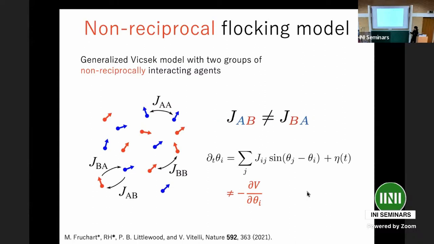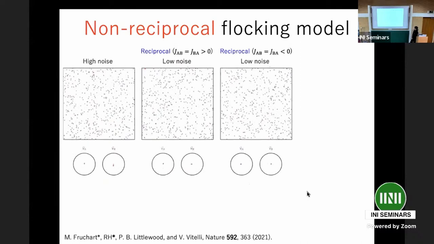And because of that, this equation of motion can no longer be written as a derivative of a potential. So what would happen? Let's see what's going to happen.